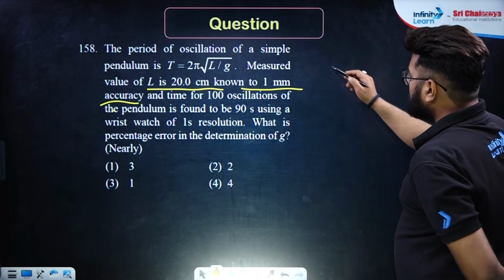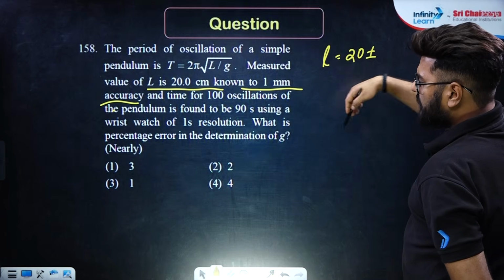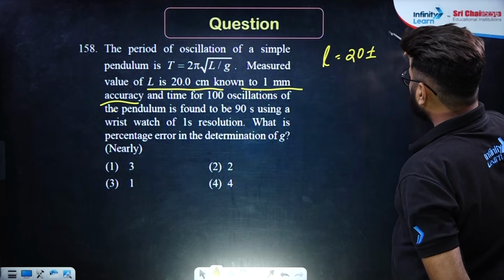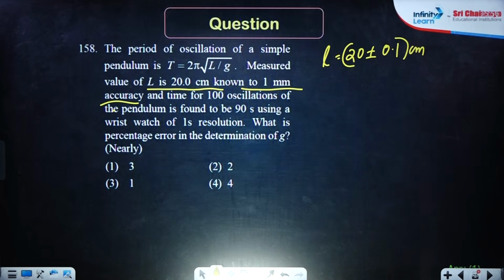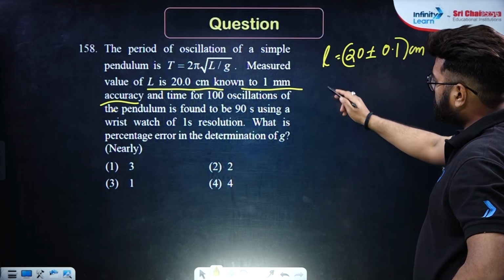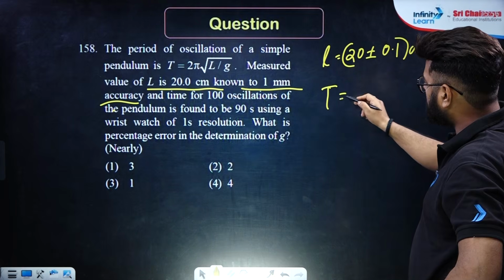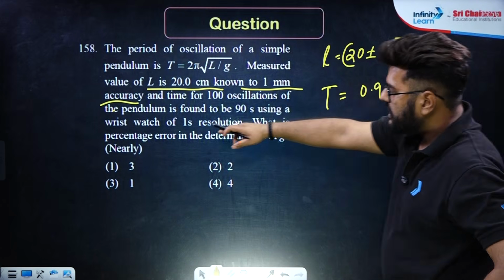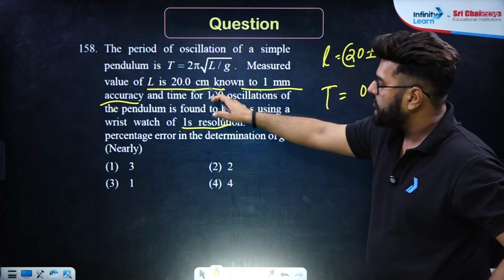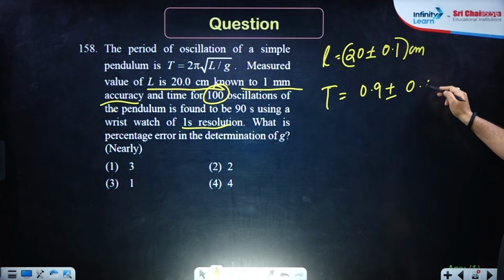So the length over here is given as 20 plus minus 1 mm, which can be written as 0.1 centimeter, right? And time for 100 oscillations of the pendulum is found to be 90. So time will be written as, I need it for one oscillation, so 90 by 100, that is 0.9 plus minus, what is the error? So 1 second resolution, that means 1 second error per 100. So for one oscillation it will be 0.01.